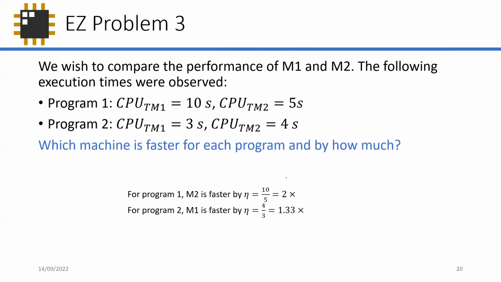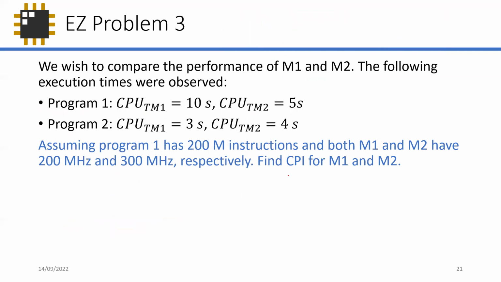Okay, next. Oh yeah, so there's the answer. I forgot I put it here. Same thing, but assuming program 1 has 200 mega instructions, and M1 and M2 have 200 megahertz and 300 megahertz respectively. Find the cycles per instruction for M1 and M2. Take note, we're only looking at program 1. We're going to ignore program 2 for now.